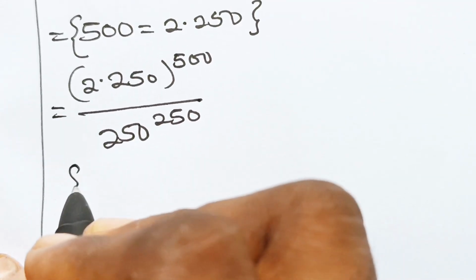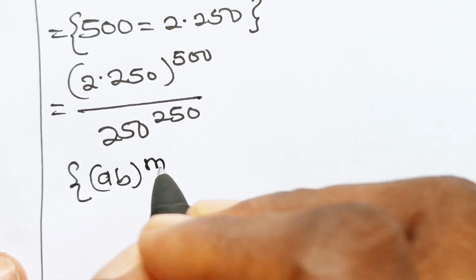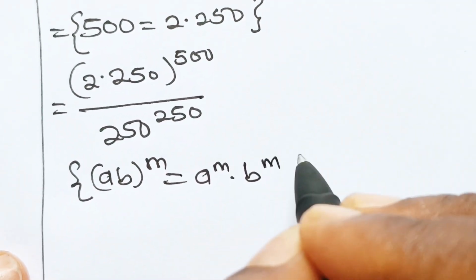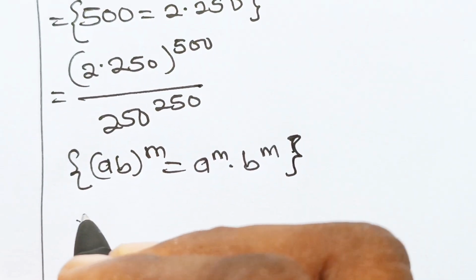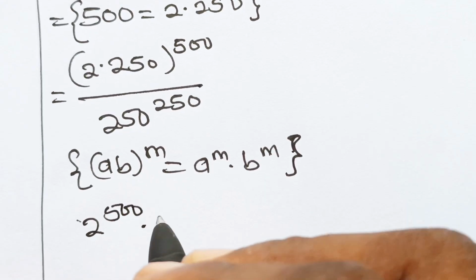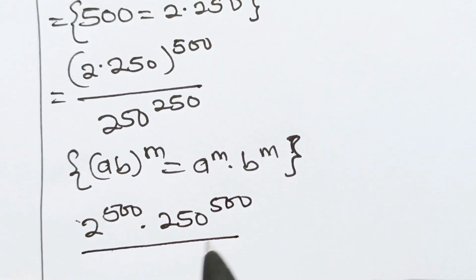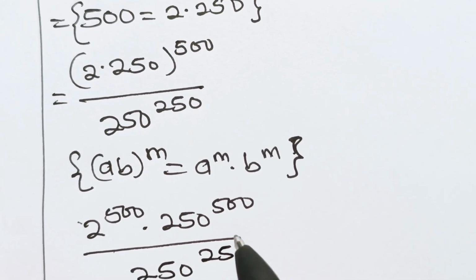So remember that ab to the power of m is equal to a to the power of m multiplied by b to the power of m. So we can solve this as 2 to the power of 500 multiplied by 250 to the power of 500, everything divided by 250 to the power of 250.